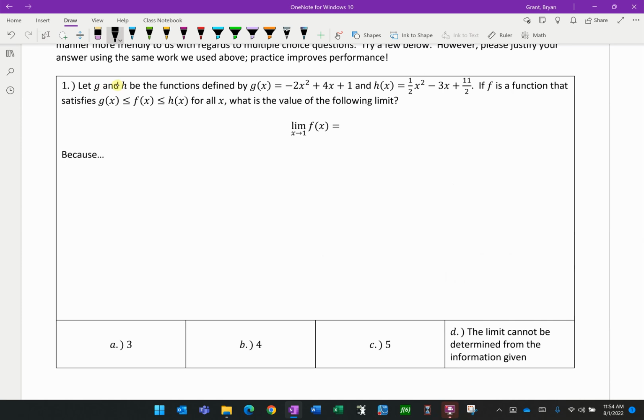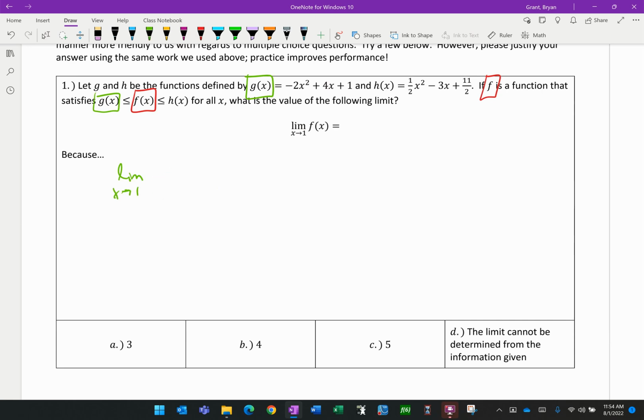Okay. Let g and h be functions defined by g of x, h of x. If f is a function that satisfies this, you'll notice that f is in the middle of these functions, right? What is the value of the following limit? Okay, well, we need to do something like such. I'm going to go ahead and find the limit of each one of the bordering functions, the squeezing functions, the bread of the sandwich for this sandwich theorem. And since we're talking about the limit as we approach 1, I'm going to find the limit as x approaches 1 of g of x first.